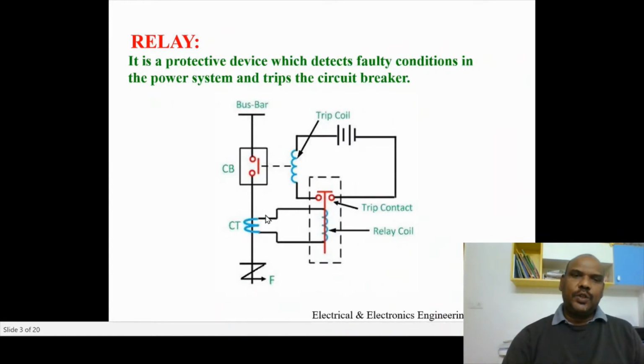When there is a fault here, there will be high current flowing in this line, and that high current is reduced to a smaller value in a particular ratio called CT ratio, current transformer ratio, and the relay will get magnetized, and this open contact will close. When this closes, this trip coil circuit is completed and the trip coil is energized, and the trip coil will open the circuit breaker. This is how a relay basically operates.